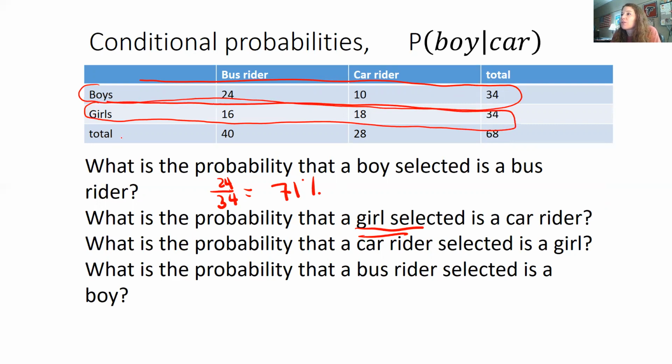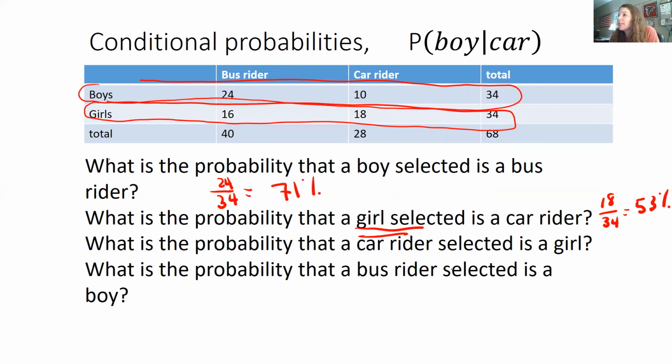So of the girls, what's the percentage that are car riders? Well, there's 18 car riders that are girls. So 18 out of 34. So about 53% of the girls are car riders.